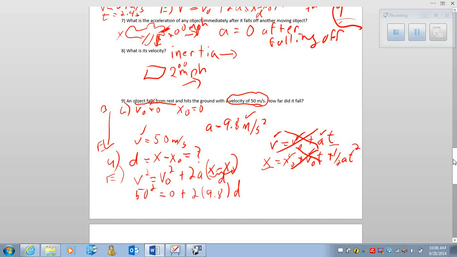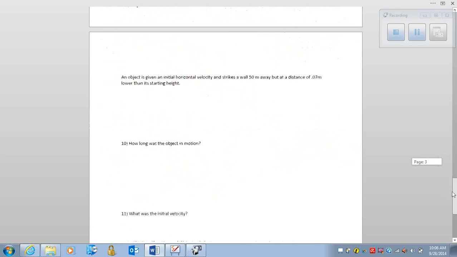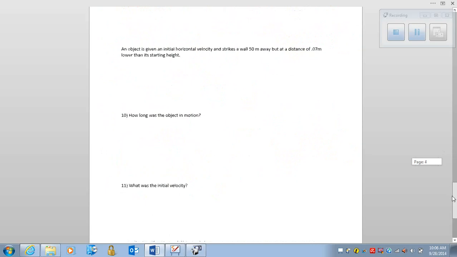I'm going to end this video on this problem because these last two have to do more with projectile motion, which we are going to be talking about on Monday. And I will make a separate video for these last two problems.